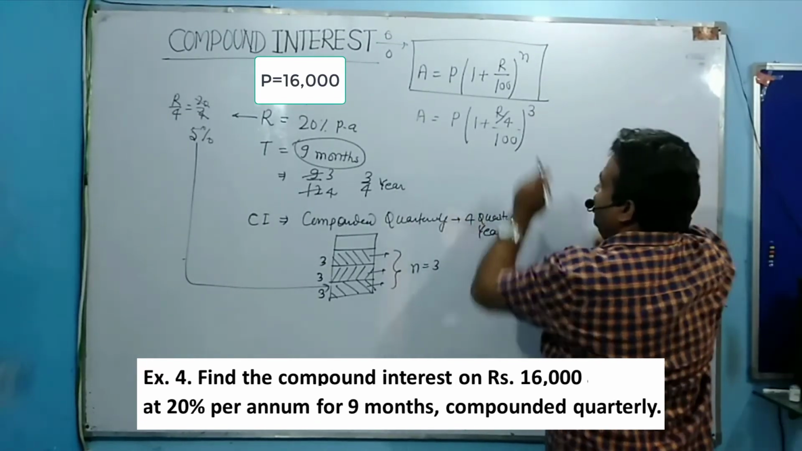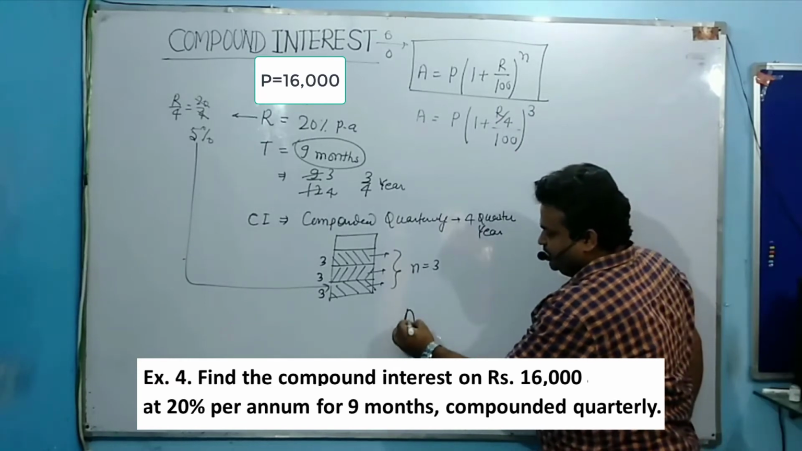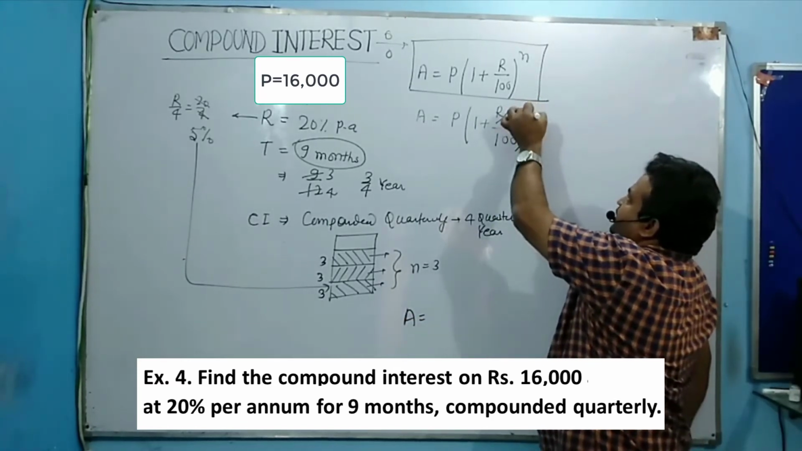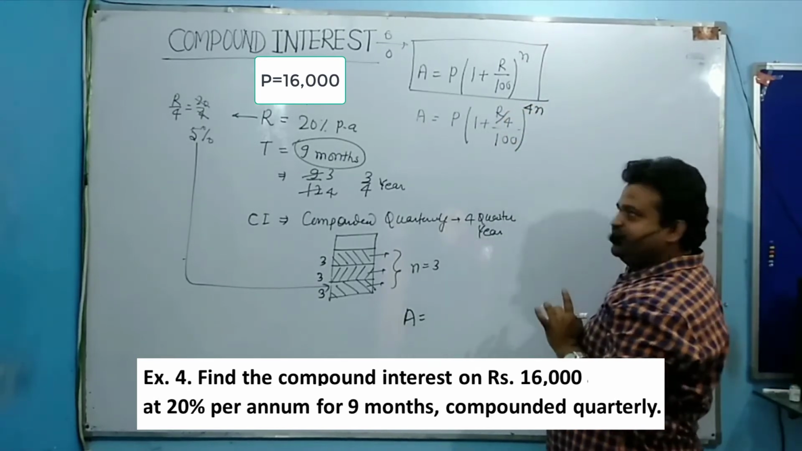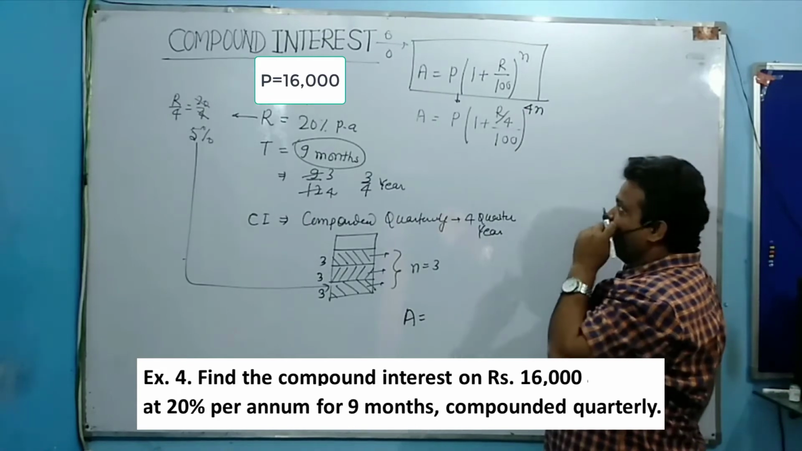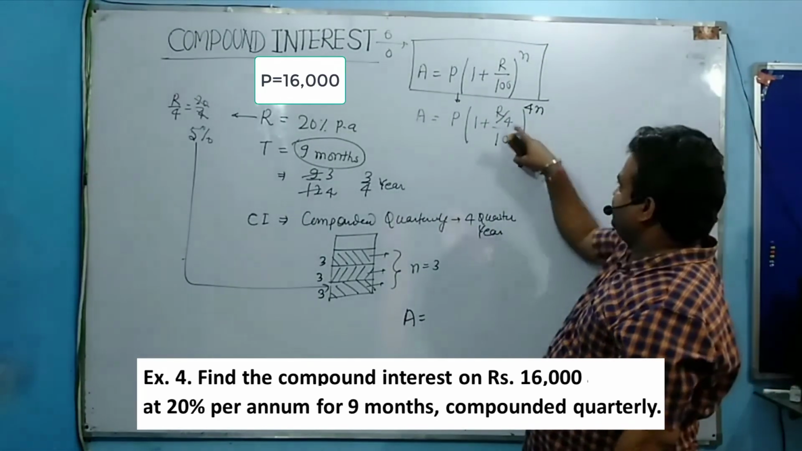Or you can calculate this value in this way also. Suppose I am putting 4 here and you will get the same result. How? This is the formula you modify as per the rule. As per the rule, you modify this formula with R by 4, and you multiply the same value with n.